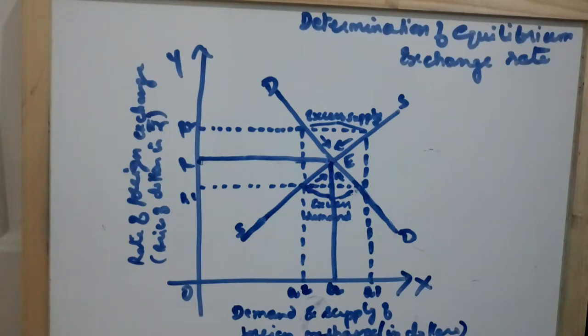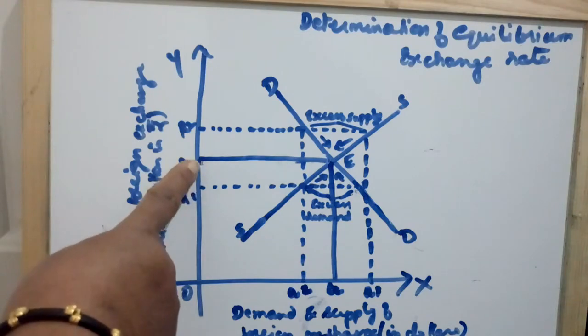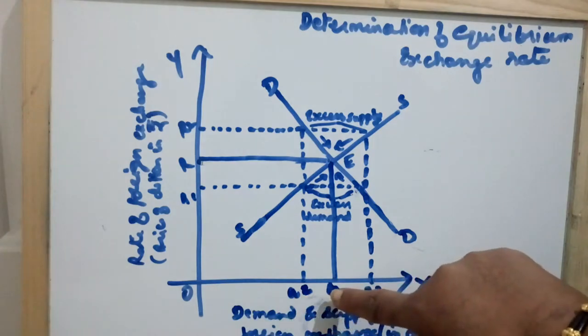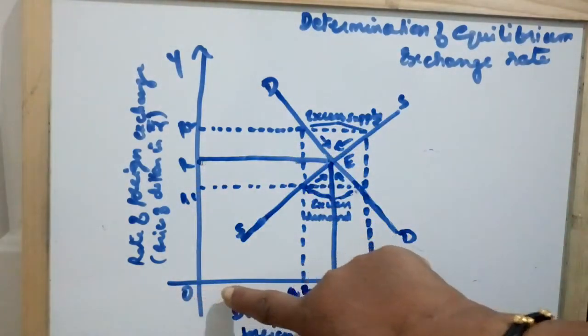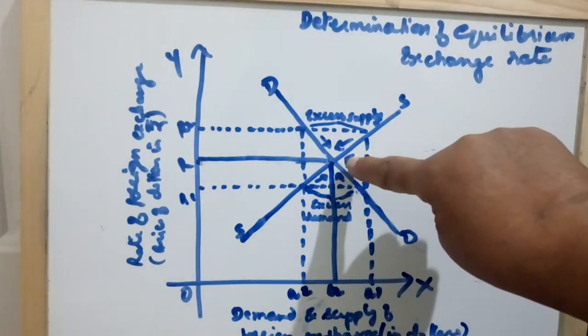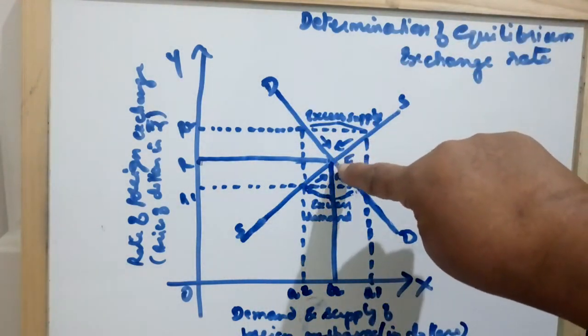So equilibrium exchange rate is determined at OR, and the equilibrium quantity is determined at OQ. This is the equilibrium foreign exchange rate, OR, and this is the OQ where the equilibrium quantity is determined. So at OR you find OQ is the demand and supply. This is the point E where they intersect. Demand curve and supply curve of foreign exchange intersect at each other.